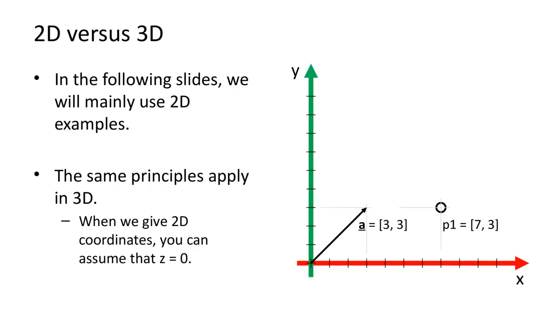In many of the slides we'll use 2D examples, since it is easier to visualize. You can simply assume that the z-coordinate is 0. Also, note that in this video, when we refer to a point, we are referring to a location in space. We are not referring to point objects in Mobius.